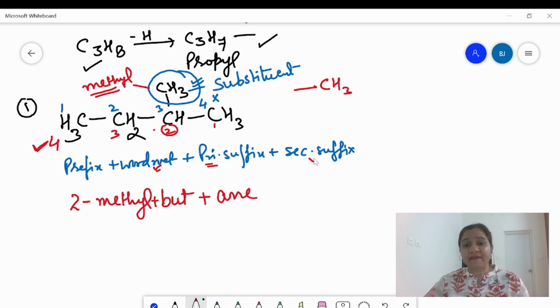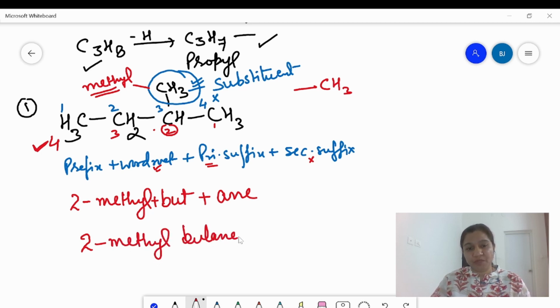Now we do not have any secondary suffix in this particular compound, because the secondary suffix is the functional group, and we do not have any functional group. So we will not use any secondary suffix. Just merge them together. What will the name be? 2-methylbutane. 2-methylbutane is the IUPAC name of this compound.